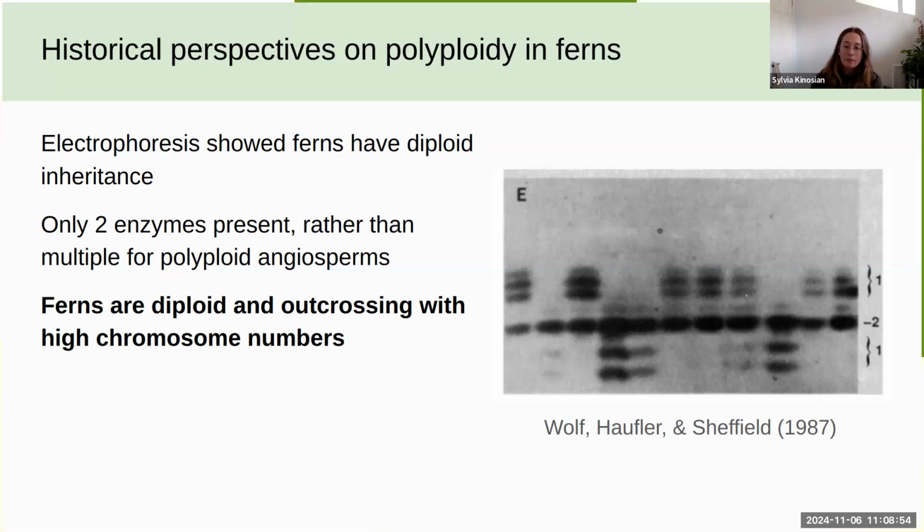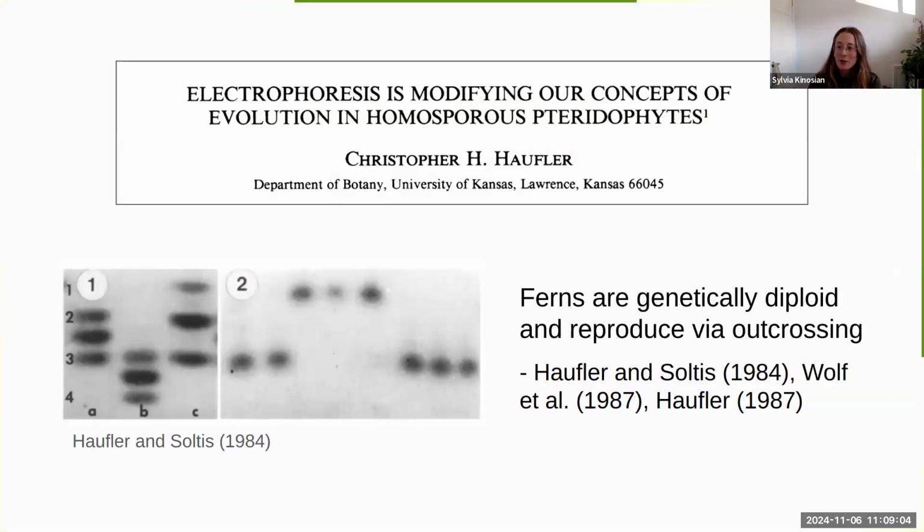So this was against that original hypothesis that ferns were polyploid and inbreeding as a way to explain their very high chromosome numbers. And so this leads me to the origin of the title for my talk today, which is from this great paper by Christopher Hoffler in 1987 called Electrophoresis is Modifying Our Concepts of Evolution in Homosporous Pteridophytes. So in this paper, Hoffler describes a lot of work that had been done over the past few years from multiple authors using electrophoresis to really understand that ferns are indeed genetically diploid and reproduce via outcrossing.